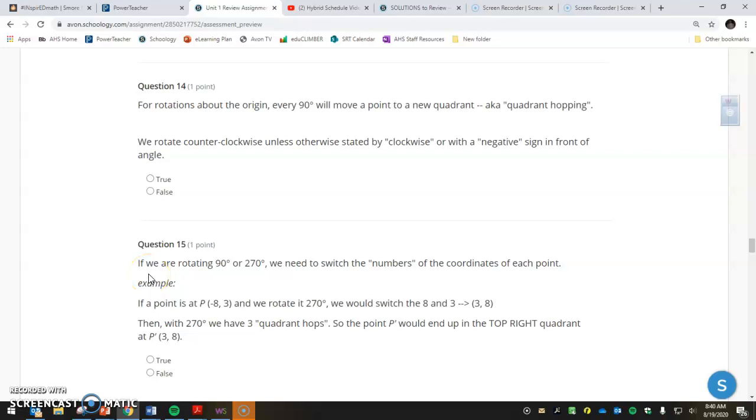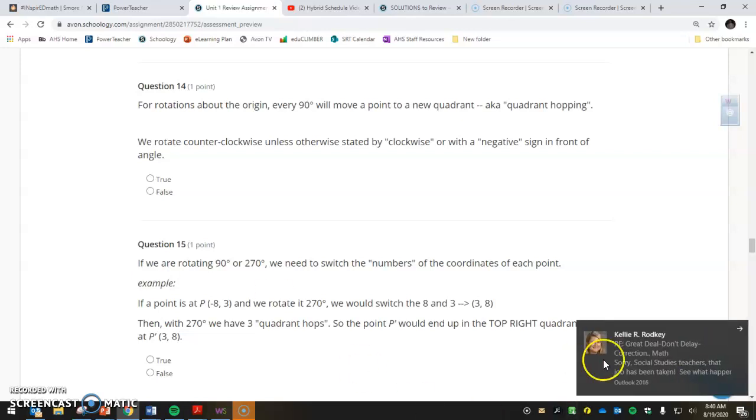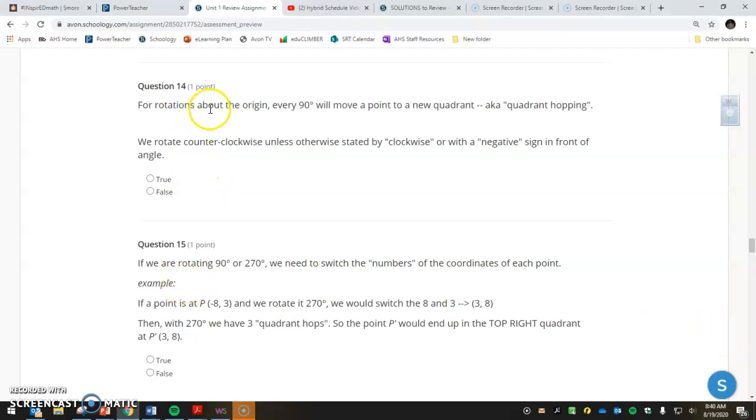All right, this is part 3 dealing with rotations on the Unit 1 review. So, number 14, it says, for rotations about the origin, every 90 degrees will move a point to a new quadrant, aka quadrant hopping. So we kind of talked about this in class and in the video. We rotate counterclockwise unless otherwise stated by clockwise or with the negative sign in front of the angle. This is a true statement.